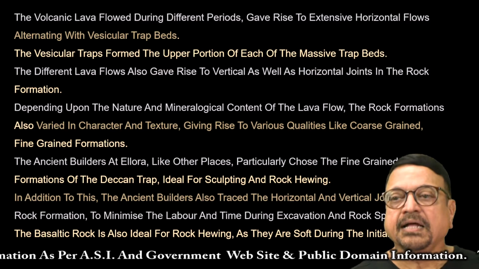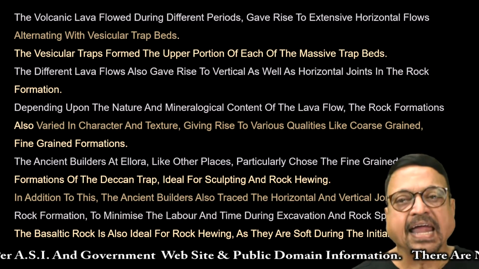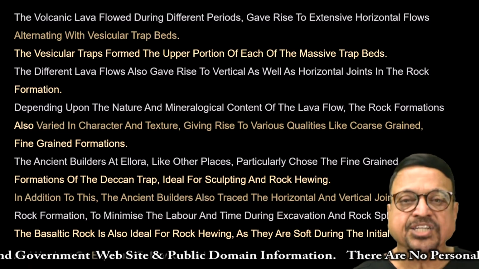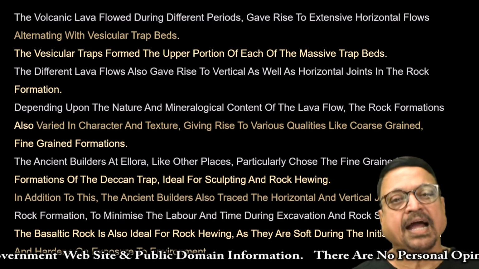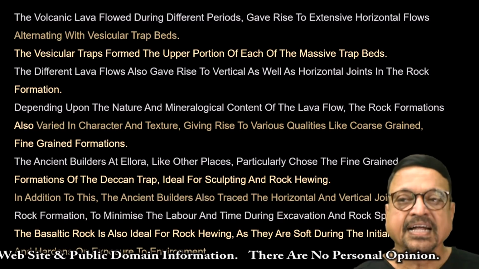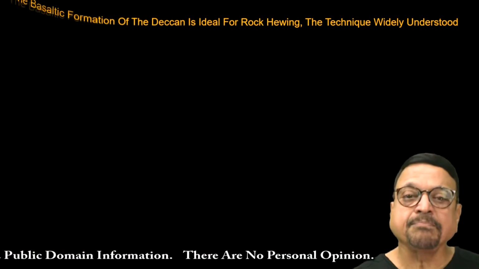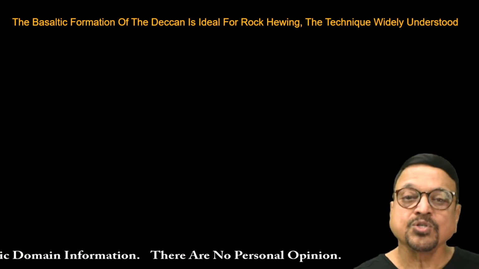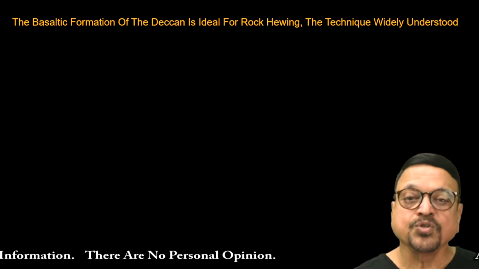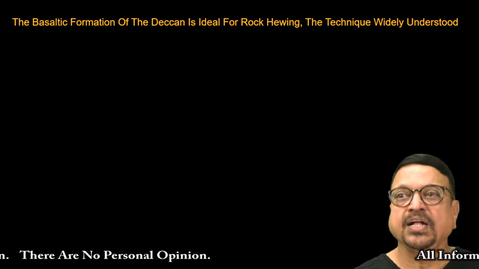The basaltic rock is also ideal for rock hewing as it is soft during the initial excavation. It is easy to mold, and as the age advances, it becomes harder and harder. So that's the good quality they selected in most of the temple carving architecture, right from the south. And you will find the same in Hoysala also and in Chalukya also.